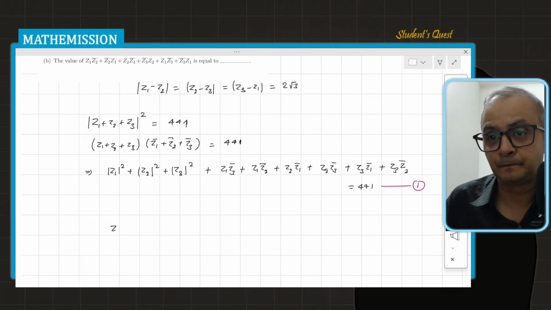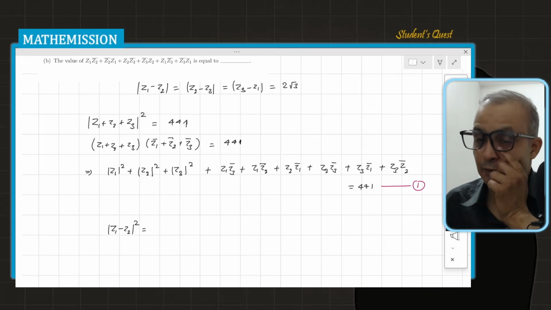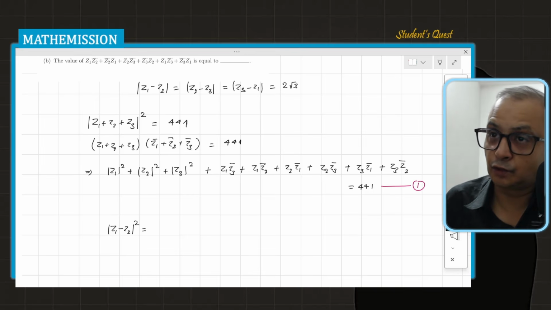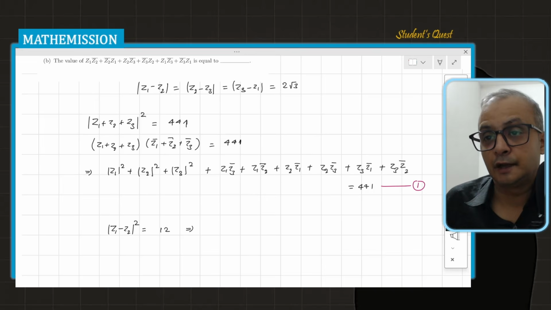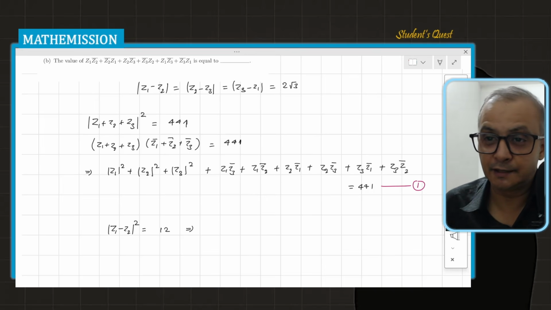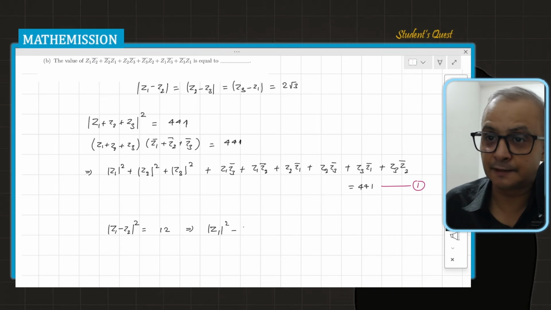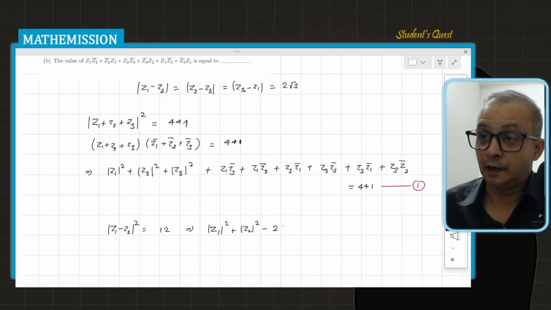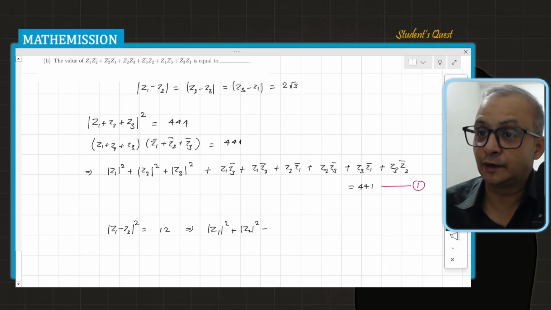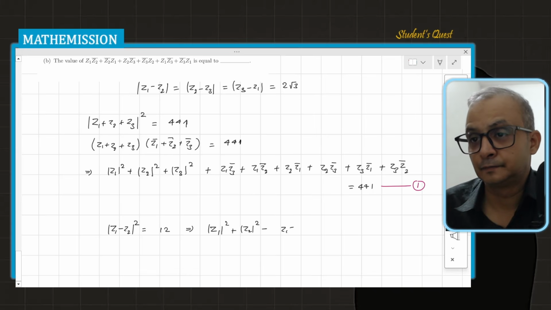So I can write |Z1 - Z2| whole square is going to be (2 root 3) squared, which is 12. So this is going to lead to |Z1|² + |Z2|² - (Z1 Z2 bar + Z2 Z1 bar), and that is going to be 12.